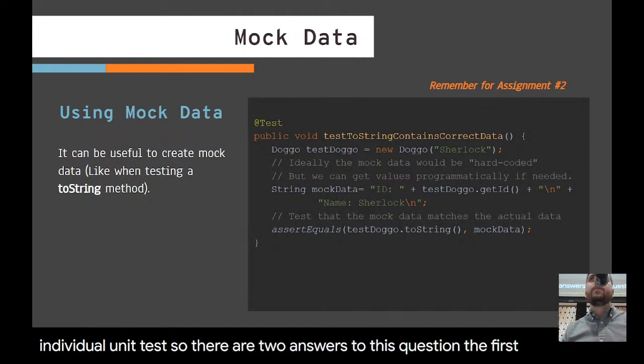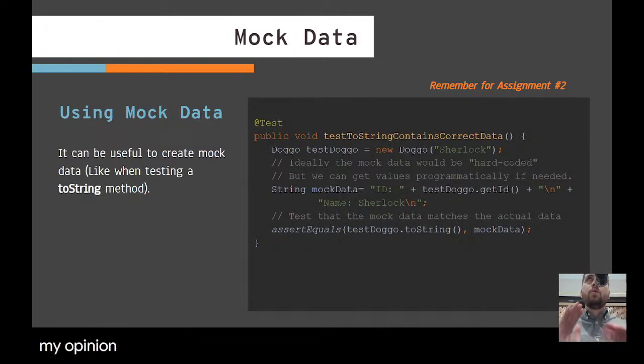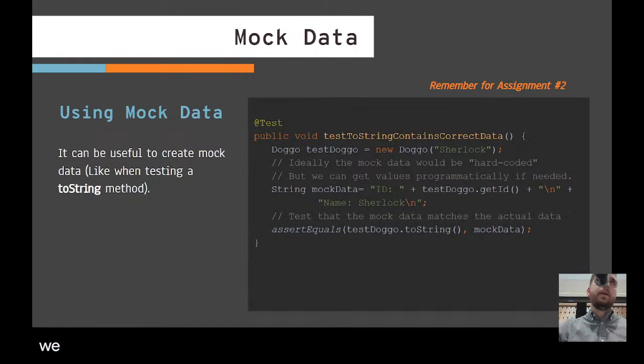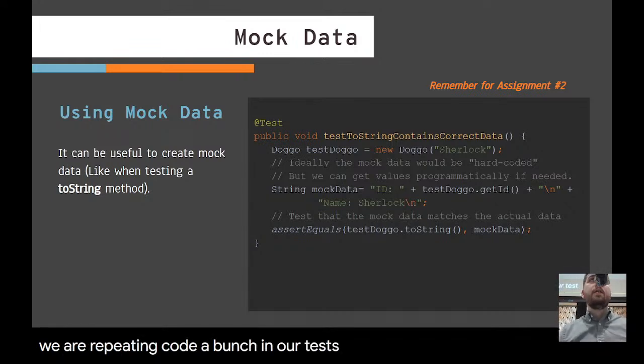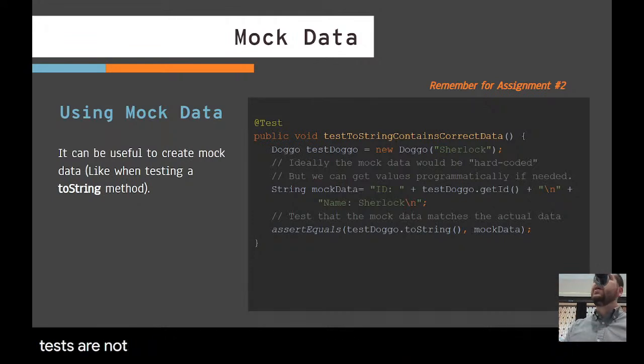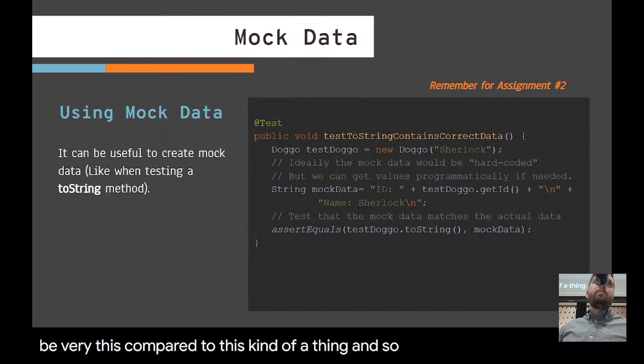The first answer is, in my opinion, I am totally okay with tests not being DRY, meaning I'm totally okay if we are repeating code a bunch in our tests. That's valid, and I'm happy with that. Tests are not the place to over-optimize and be too dynamic. We want things to be very this compared to this.